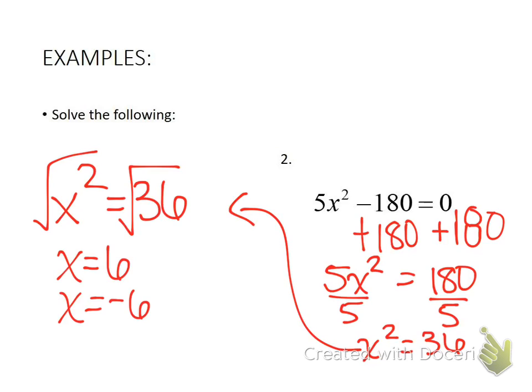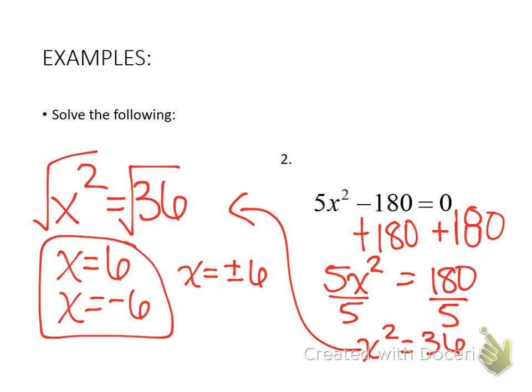6 and negative 6. I prefer to write x equals for both my numbers. If you were to put a comma between it, sometimes you'll see it that way: x equals 6 comma negative 6. Sometimes you'll see it x equals plus minus 6. The plus or minus sign could be either positive or negative. As long as you write it one of those ways, that's fine.